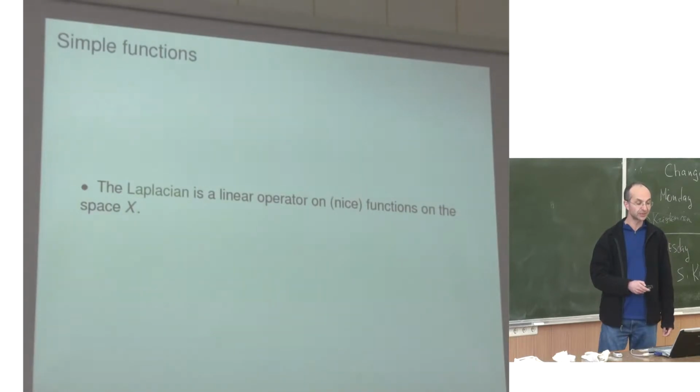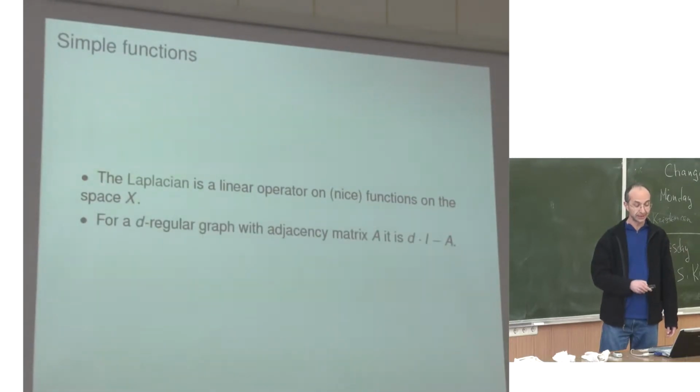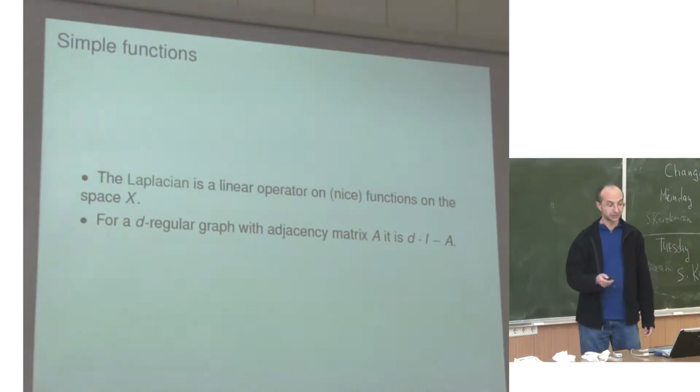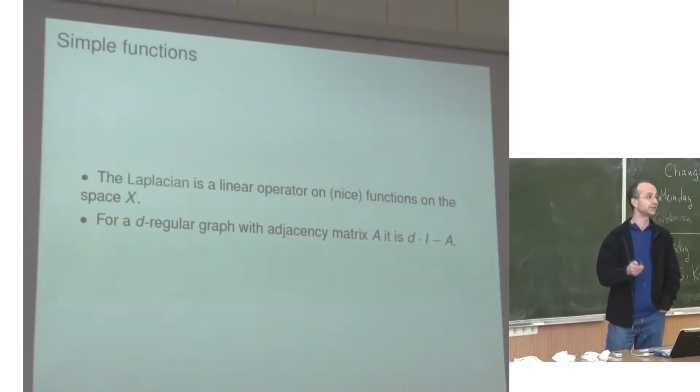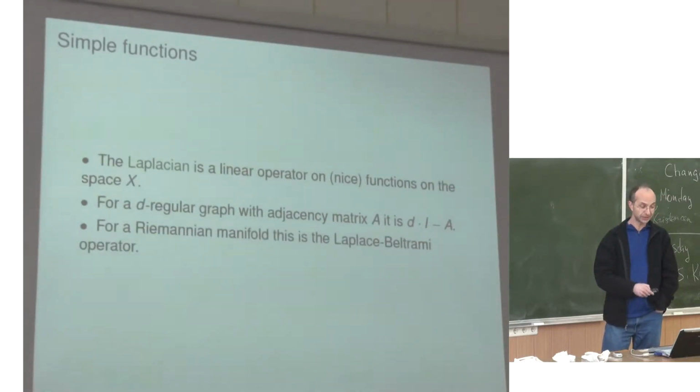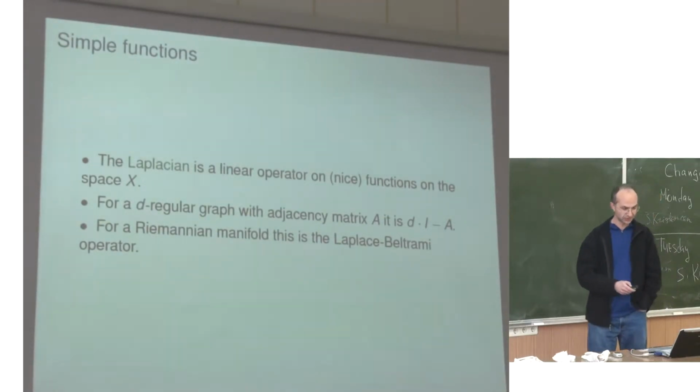So we should start with a Laplacian. A Laplacian is a linear operator on nice functions on our space X. For a regular graph, we take the Laplacian to be D times the identity matrix minus A. This is the usual graph Laplacian. And for a Riemannian manifold, this is the Riemannian Laplacian of the manifold.